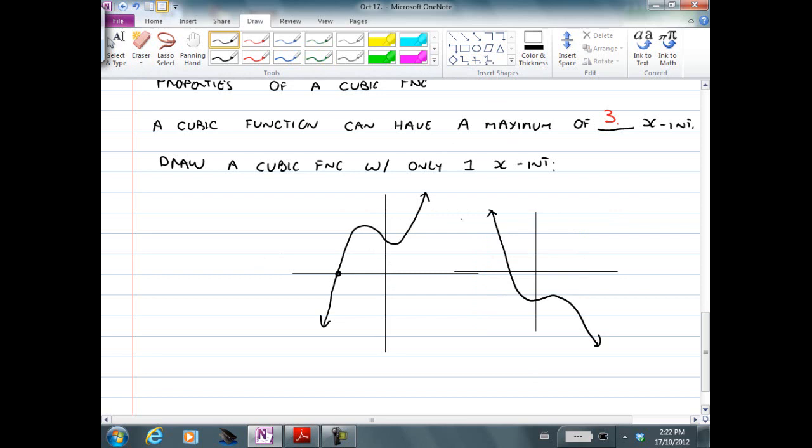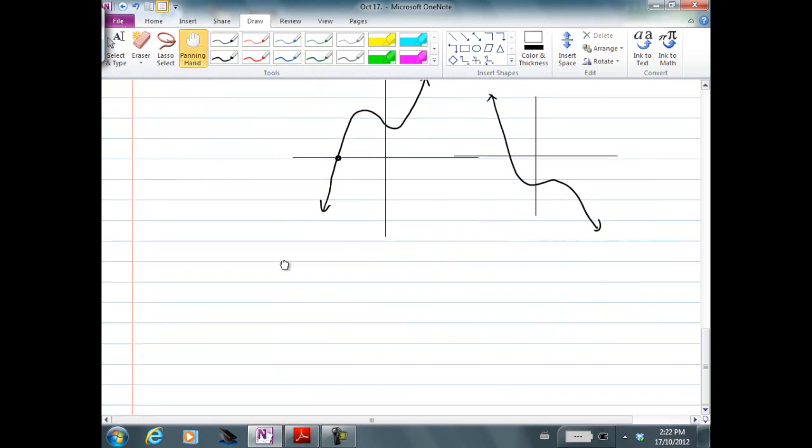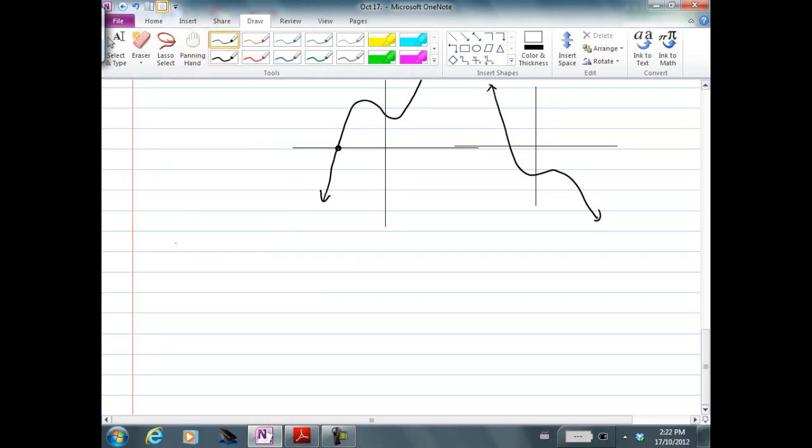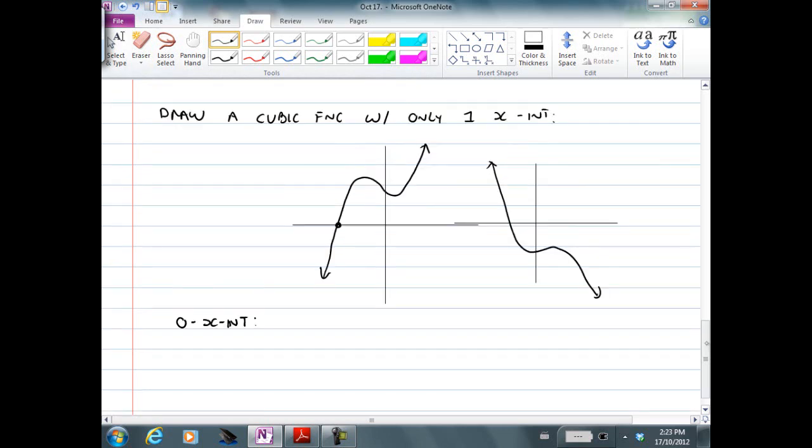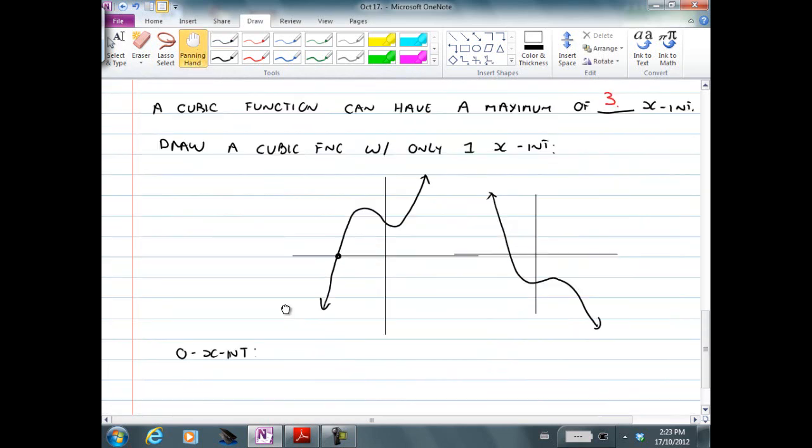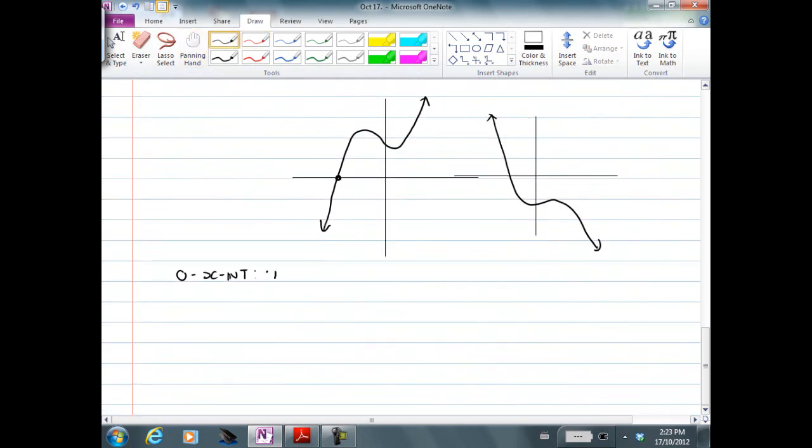So therefore, now the question is, is it possible to have 0 x-intercepts? Draw me one with 0 x-intercepts for a cubic. First of all, is it possible? No, it's not possible. The minimum you can have really is 1. It's not possible to have a cubic with 0 x-intercepts. So again, these are all theory questions where you have to really understand your graph.